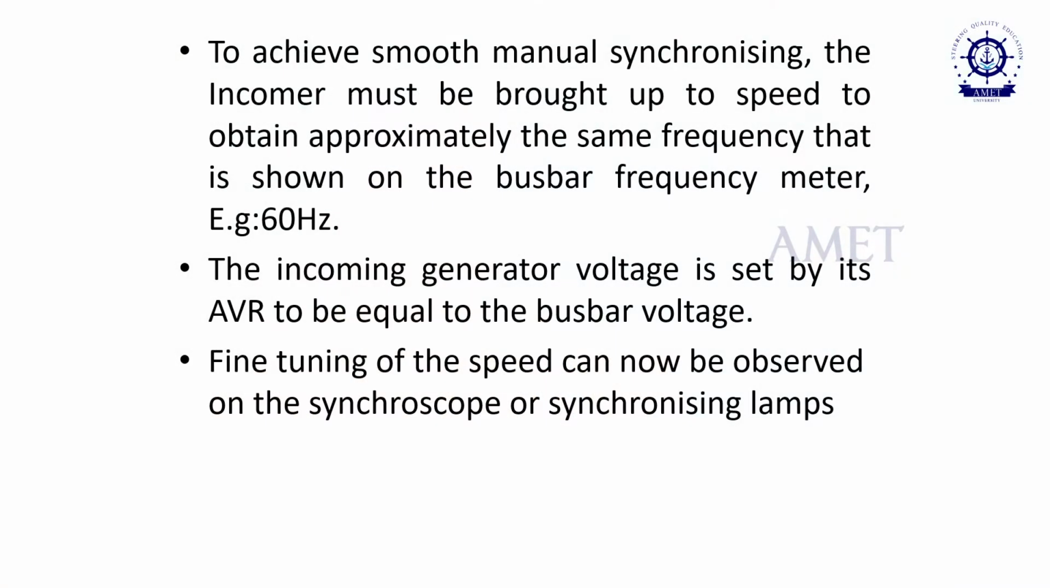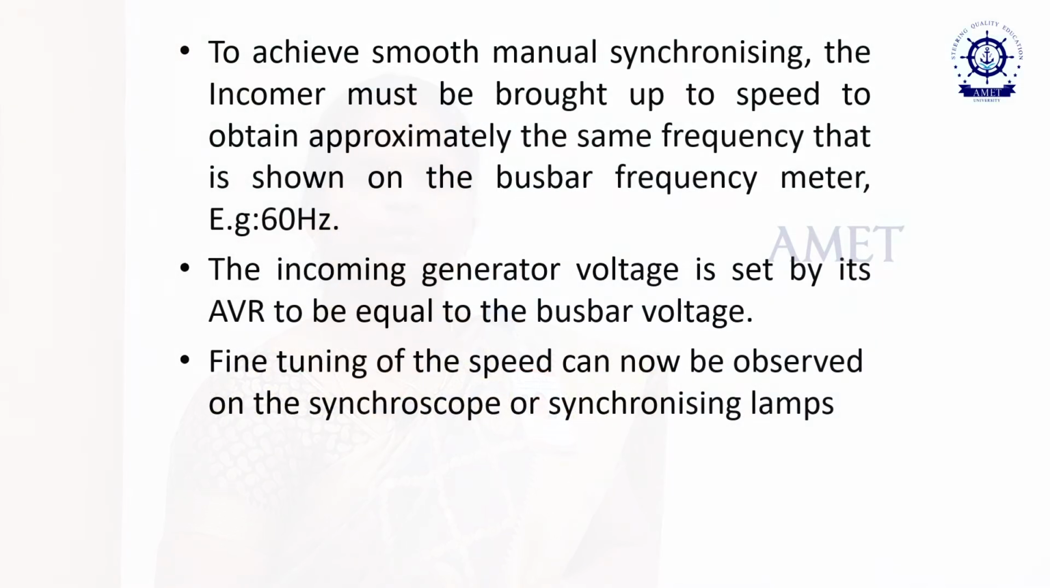Usually a ship frequency will be 60 Hertz. The alternating frequency is 60 Hertz, so it has to match with the bus bar frequency. Both the generators will be connected to the bus bar. If the bus bar frequency is 60 Hertz, both the generators have to run at the same speed. It can be checked with the help of the synchroscope.